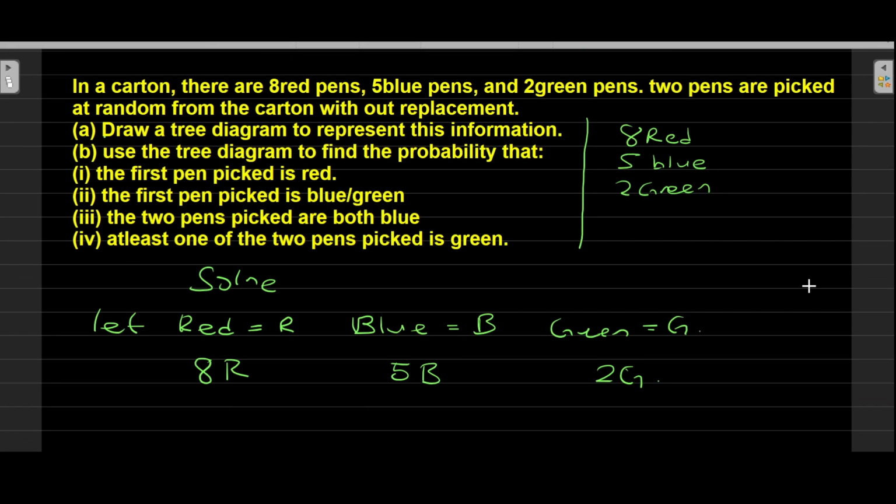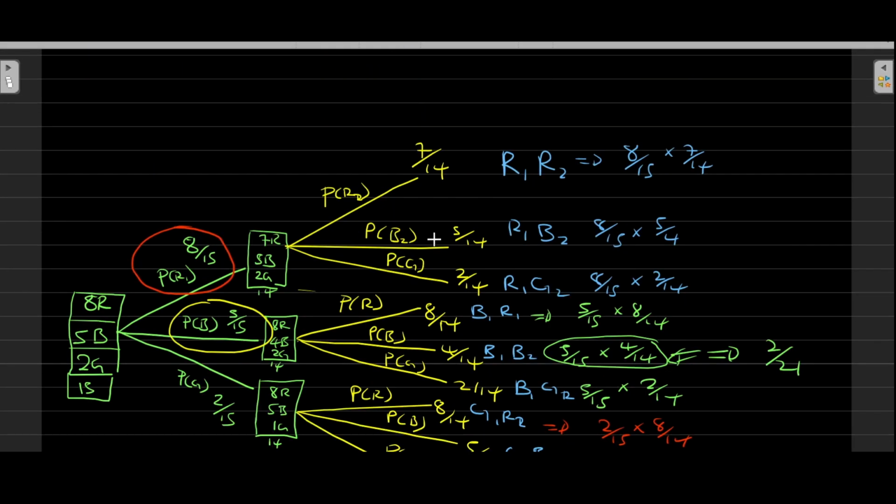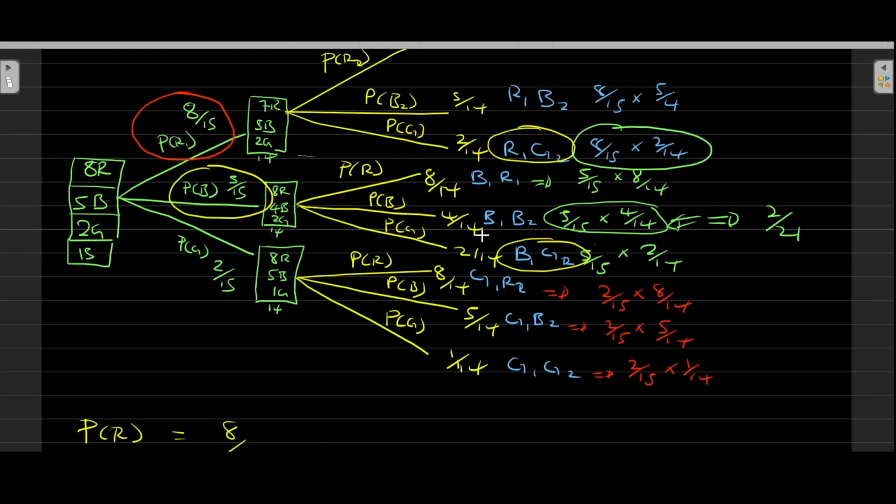Okay, now the last question which we have here, they want us to find the probability that at least one of the 2 pens picked is green. In that case, we are going to take each probability which has got green in it. We shall take this one here, and that one there, because it has green. We shall take this one, it has green. Also this one, it has green. Shall take this, it has green. Shall take that, it has green.